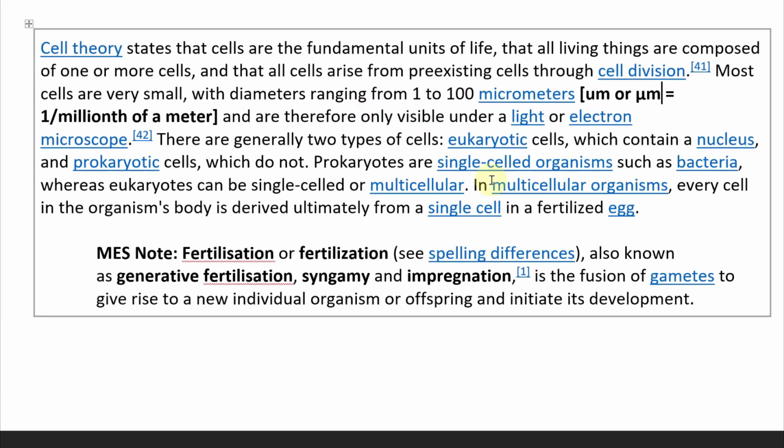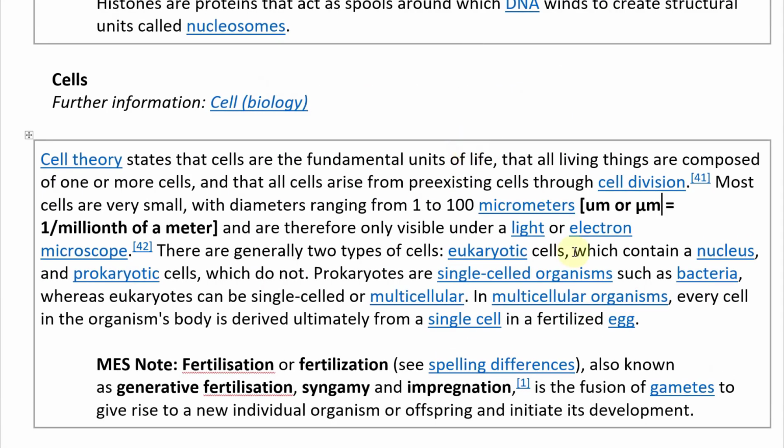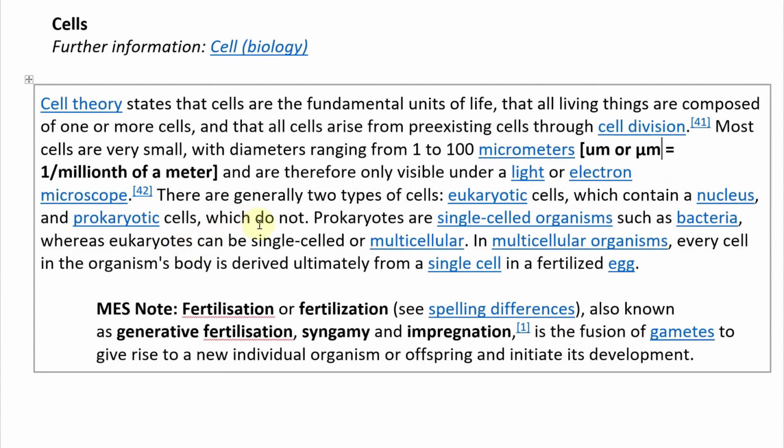There are generally two types of cells: eukaryotic cells, which contain a nucleus, and prokaryotic cells, which do not have a nucleus. Actually, I think it's pronounced prokaryotes. Prokaryotes are single-celled organisms such as bacteria, whereas eukaryotes can be single-celled or multicellular.